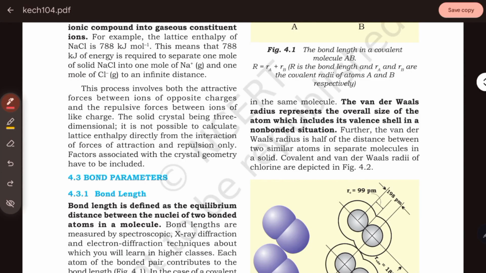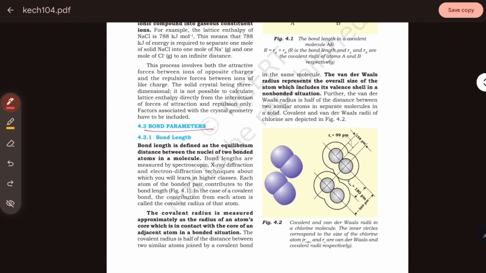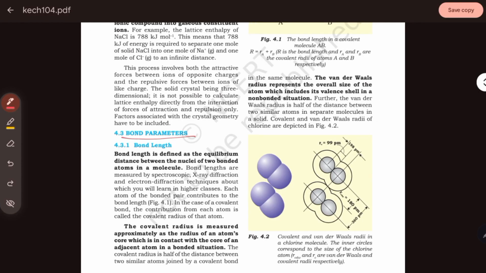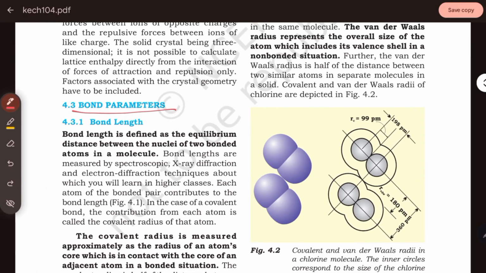Moving on to the bond parameters. What are the bond parameters? The bond length, bond angle, bond order. These are all the bond parameters. Bond length is the equilibrium distance between the nuclei of two bonded atoms in a molecule. Now, how do we know the bond length? Of course, we need instruments. We need technology. It is measured by spectroscopic or X-ray diffraction and electron diffraction techniques.